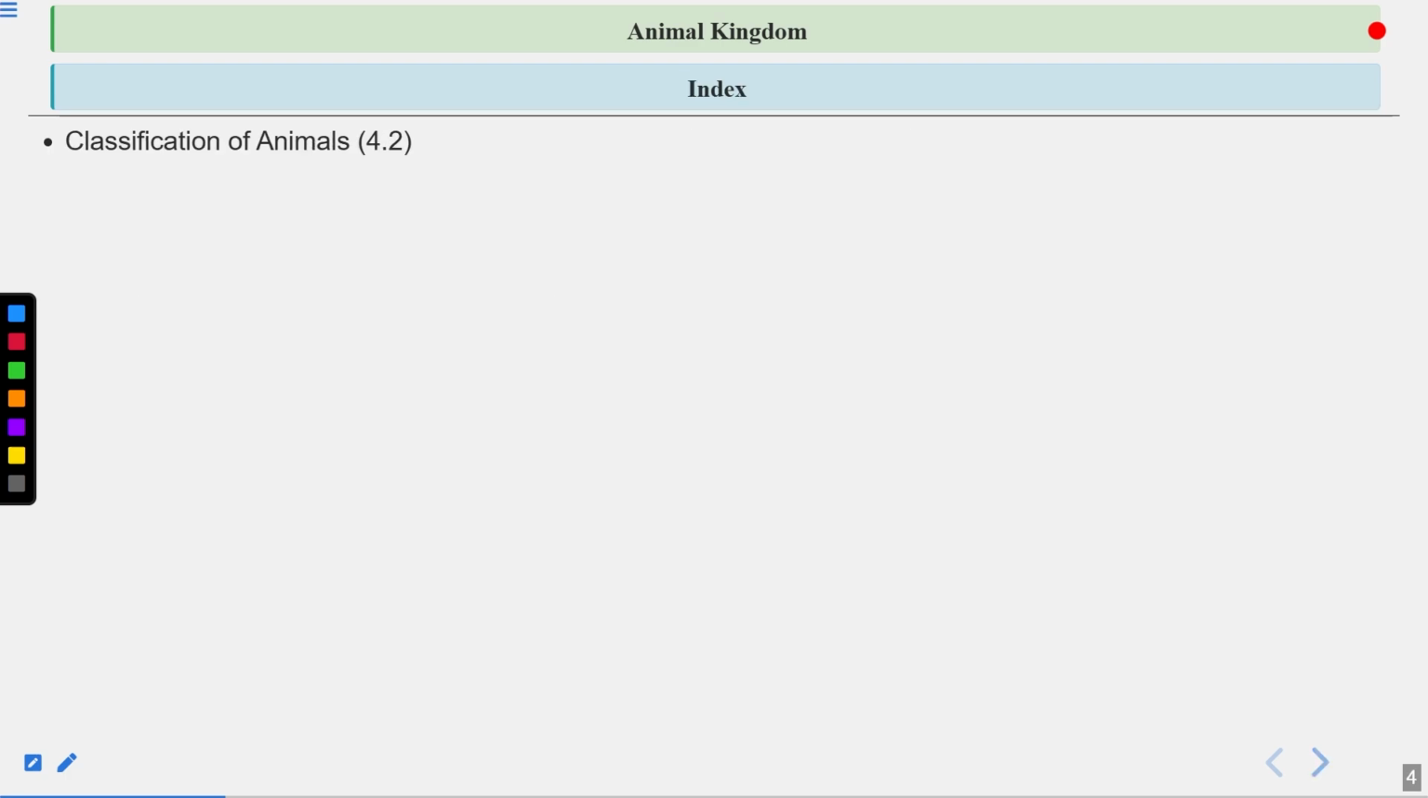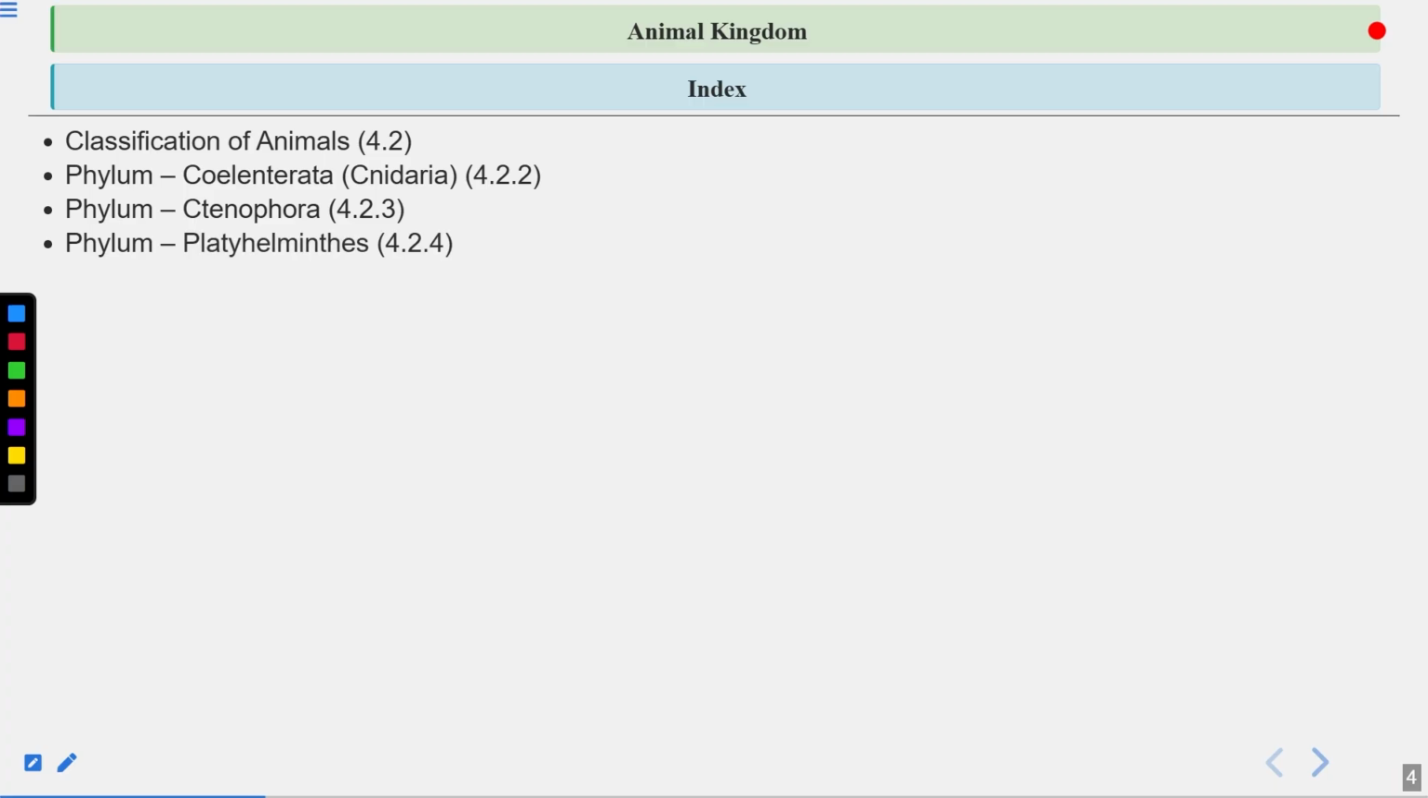Classification of animals, that becomes section 4.2 of our NCERT book. Phylum Coelentrata, that is the Cnidaria, 4.2.2. Phylum Ctenophora, 4.2.3. Phylum Platyhelminthes, 4.2.4. And phylum Aschelminthes, that is 4.2.5. And at the end, we will summarize today's lecture.